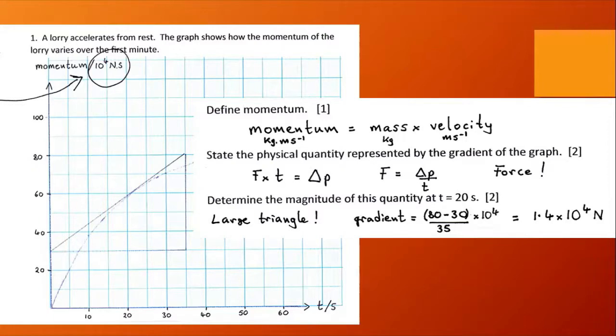To define momentum, momentum is mass times velocity. Yeah, I've been very teacherish and I've put in the units. State the physical quantity represented by the gradient. Well, force times time equals change in momentum, delta P. So F equals delta P over delta T. So delta P over delta T, look at the axes, isn't that the gradient? So the gradient represents the force. And yes, that force, that gradient, is decreasing as time proceeds. We'll come back to that in a minute.